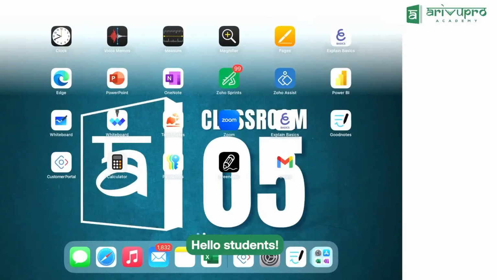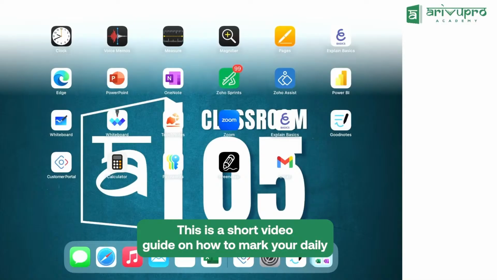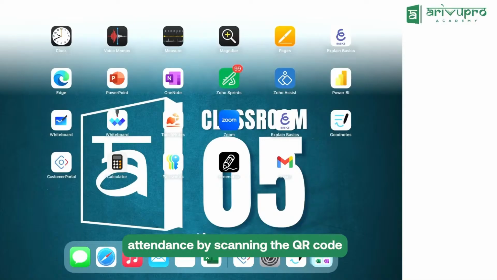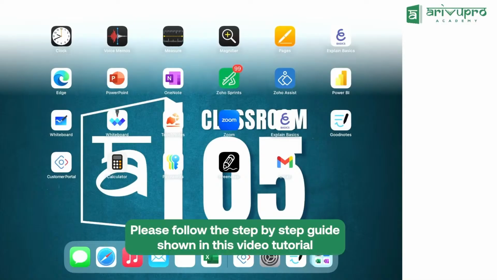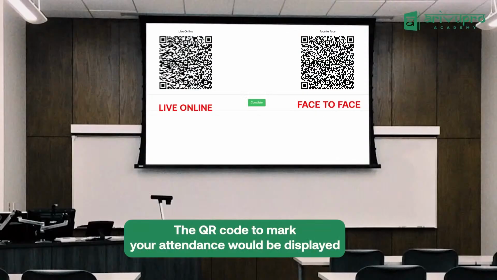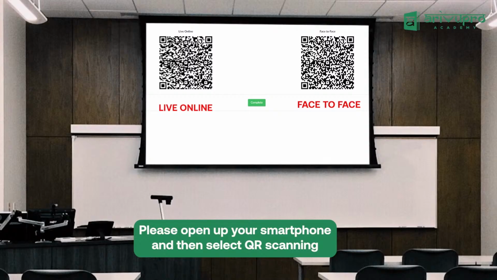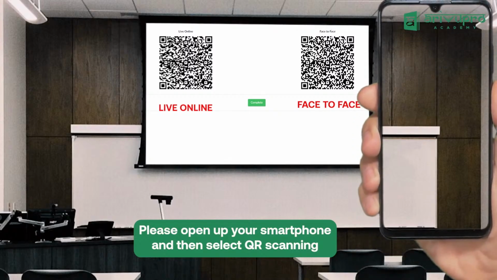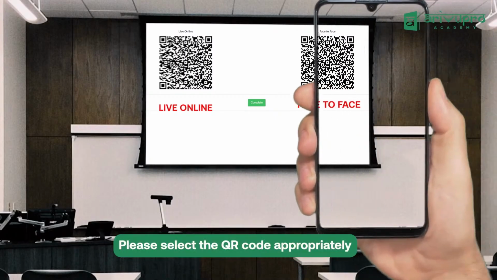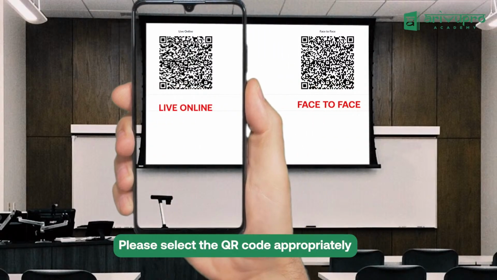Hello students, this is a short video guide on how to mark your daily attendance by scanning the QR code. Please follow the step-by-step guide shown in this video tutorial. The QR code to mark your attendance would be displayed during the classroom in the TV. Please open up your smartphone and then select QR scanner. Please select the QR code appropriately.